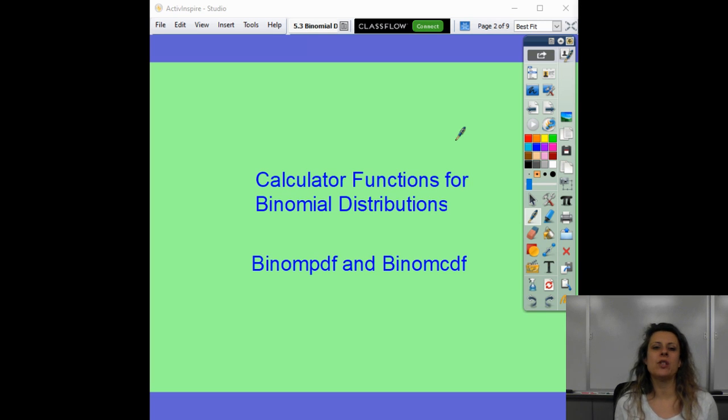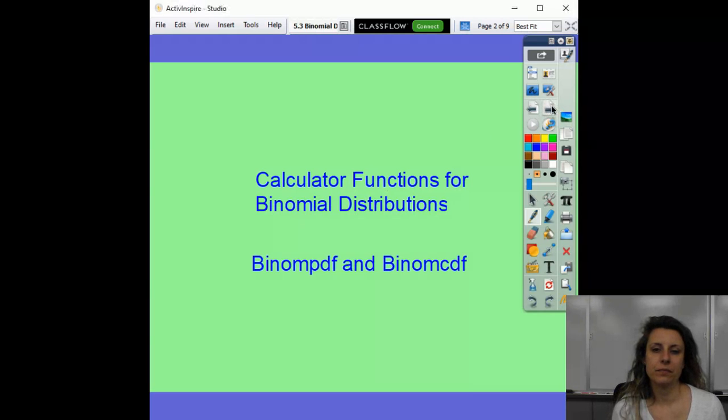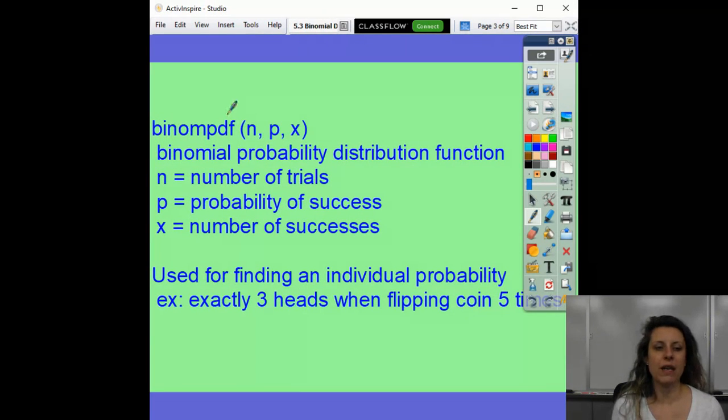In this lesson, we're going to be talking about calculator functions for the binomial distribution. There's two of them, the Binome Pdf and the Binome CDF. So let's first start with the Binome Pdf function.